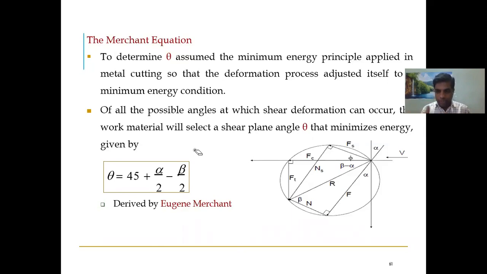So theta, the shear plane angle, equals 45 plus alpha by 2 minus beta by 2, where alpha is the rake angle and beta is the friction angle. So to determine theta, it depends on the friction angle. Assume the minimum energy principle is applied in metal cutting, so that the deformation process adjusts itself to a minimum energy condition. So actually, to calculate this theta, we used to go for energy conditions.